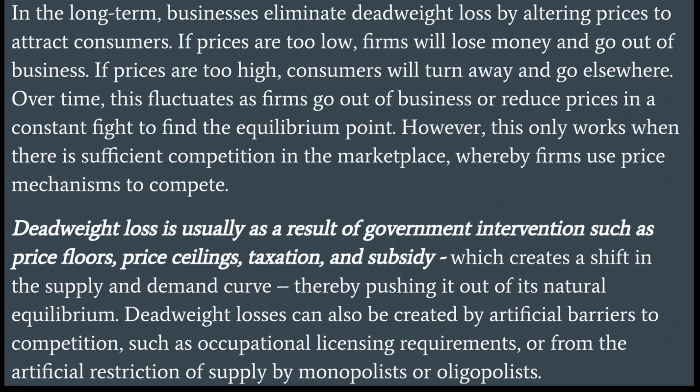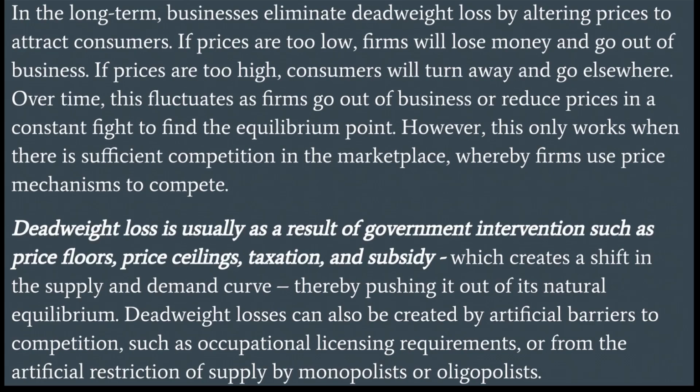In the long term, businesses eliminate deadweight loss by altering prices to attract consumers. If prices are too low, firms will lose money and go out of business. If prices are too high, consumers will turn away and go elsewhere. Over time, this fluctuates as firms go out of business or reduce prices in a constant fight to find the equilibrium point. However, this only works when there is sufficient competition in the marketplace, whereby firms use price mechanisms to compete.